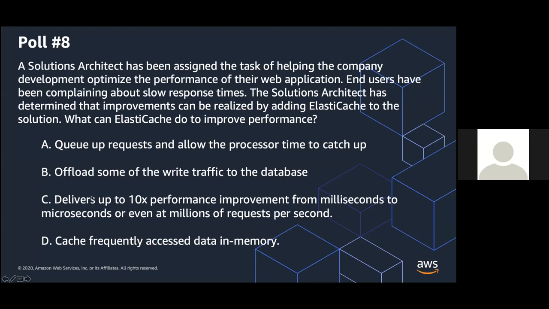So if you read some of these answers, for example, queue up requests and allow the processor time to catch up, that is not a concept of ElastiCache, so you can already eliminate that. Offload some of the write traffic to the database. If you go back to the question, there's nothing that talks about the user actually writing anything in the web application. It's all about reads, because they're getting slow response time. So you can eliminate this one as well. And this one, C, that talks about delivering up to 10 times performance improvement from milliseconds to microseconds, right?